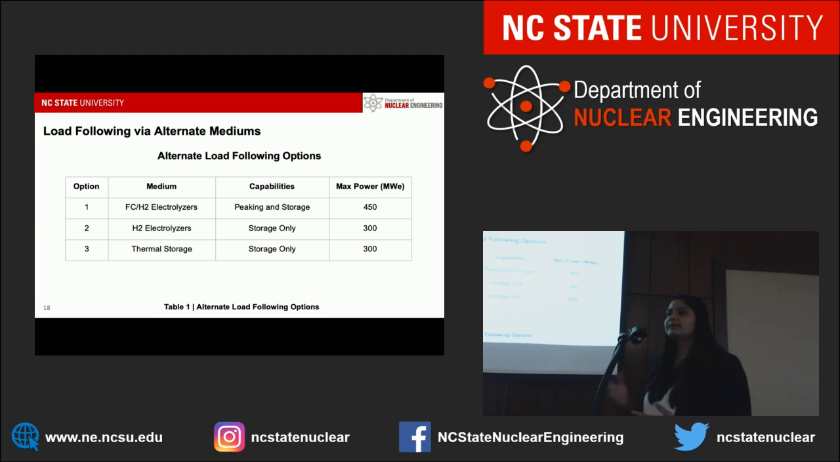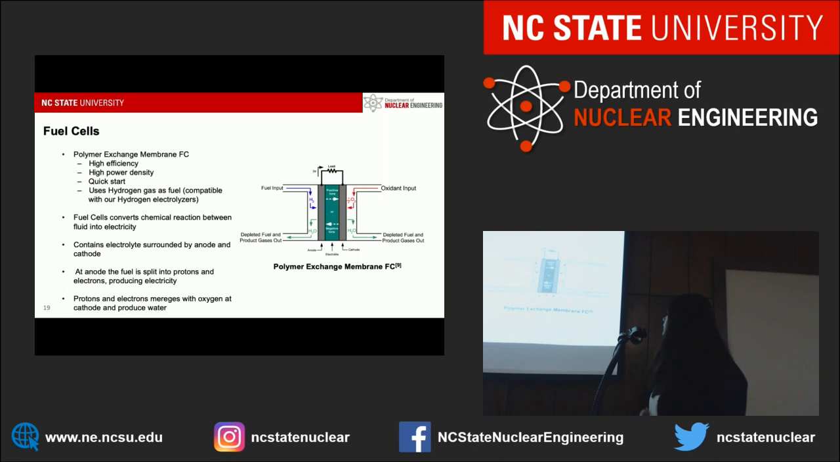These options provide simple designs and less equipment to manage. Our first option utilizes fuel cells and hydrogen electrolyzers. Fuel cells are devices that convert chemical reactions between fluids into electricity. Our design uses polymer exchange membrane fuel cells because of high efficiency, high power density, quick startup, and they use hydrogen gas as their fuel. They are made up of electrolytes surrounded by an anode and cathode on either side.